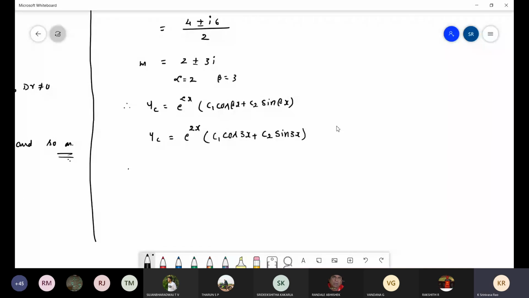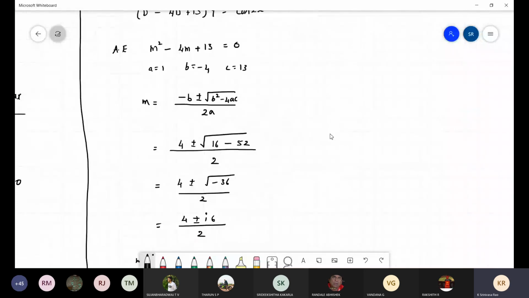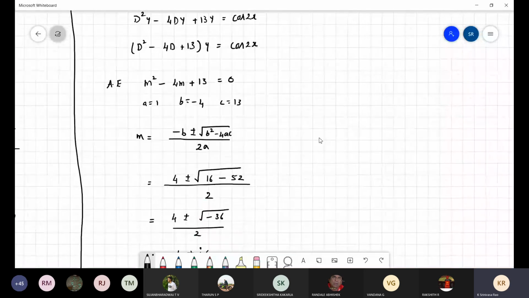So consider YP equals, what is the RHS? RHS is cos 2x, is it right? Cos 2x divided by, what is the differential equation in terms of D? It is D square minus 4D plus 13. Is it right? Cos 2x is the RHS. Yes, D square minus 4D plus 13.